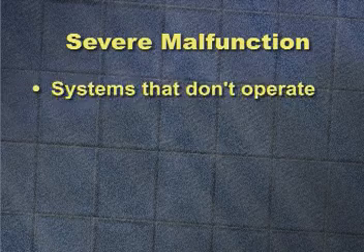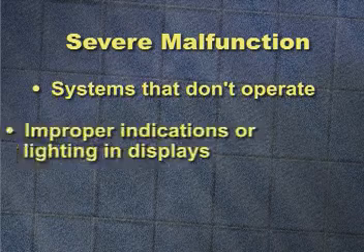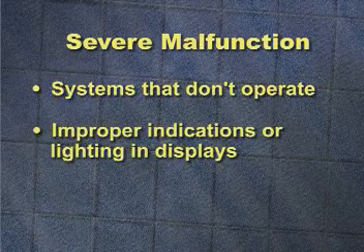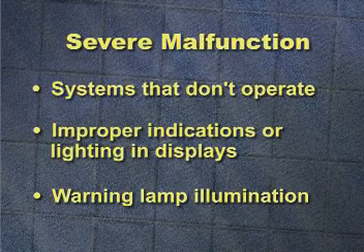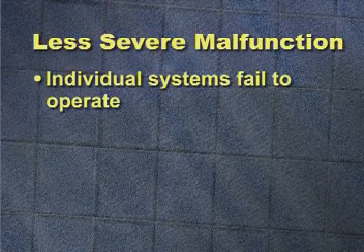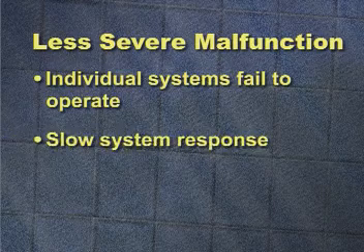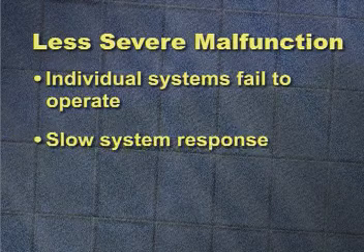The symptoms that result from bus malfunctions depend on where the malfunction occurs and how severe it is. If the malfunction shuts down bus communication, there will be obvious and widespread symptoms, including a number of systems that don't work, improper indications or lighting in displays, and in certain cases, warning lamp illumination. Malfunctions that are less severe may prevent individual systems from operating or may cause them to respond slowly.